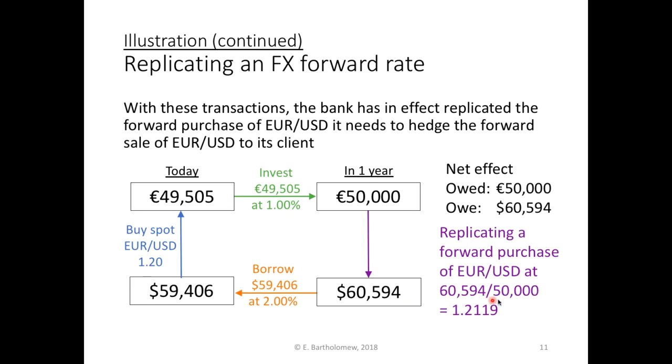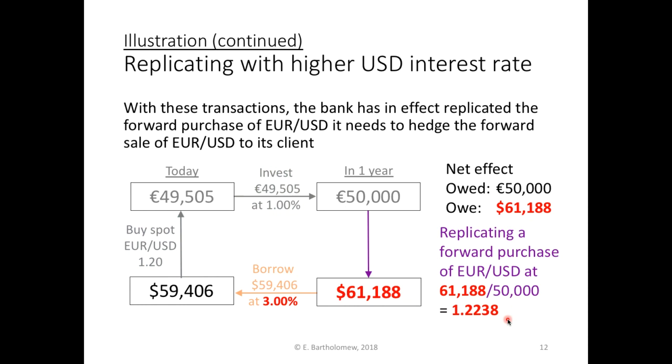So effectively, they have purchased 50,000 euros synthetically at a cost of $60,594. And so that implies an exchange rate of 1.2119. And since that 1.2119 is less than the 1.22 that they offered their client, they've locked in a profit.